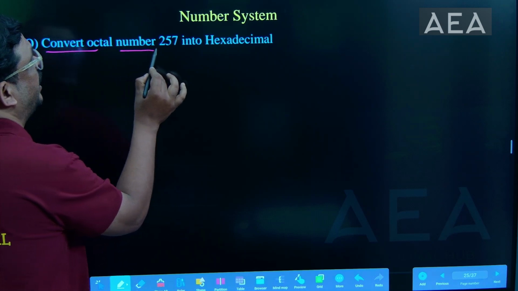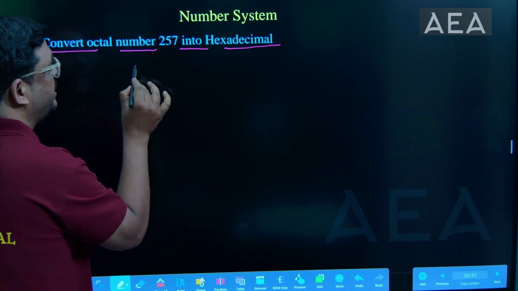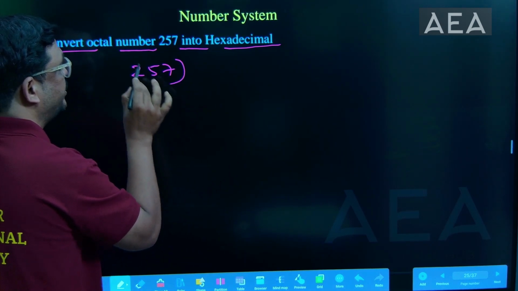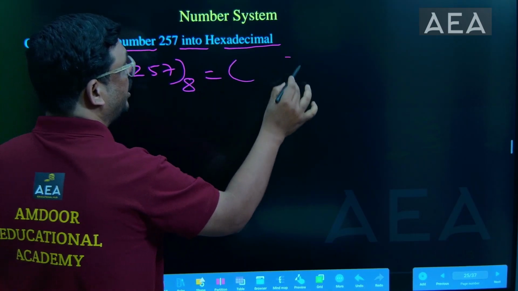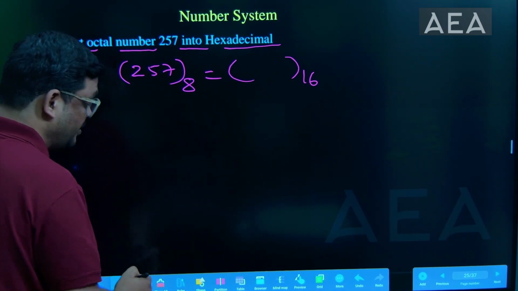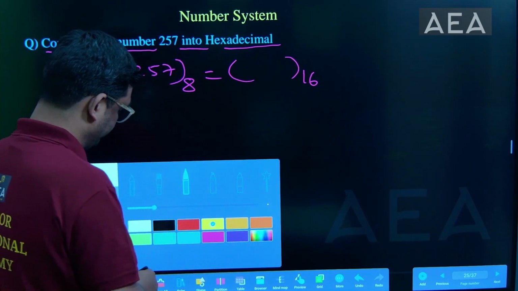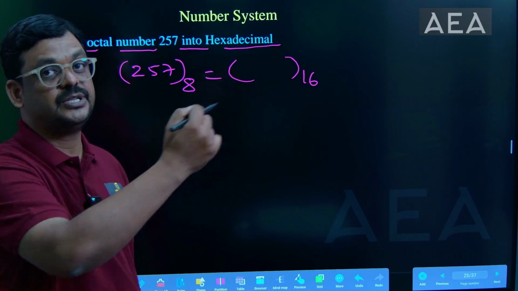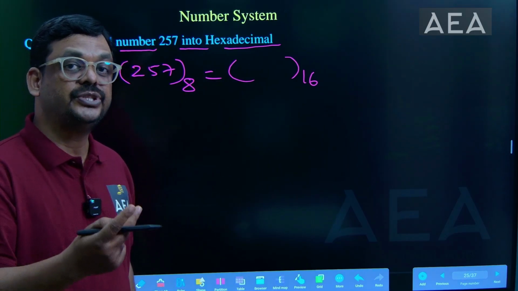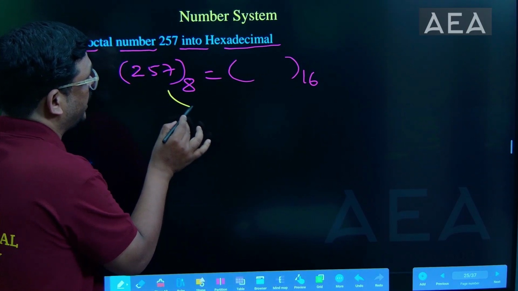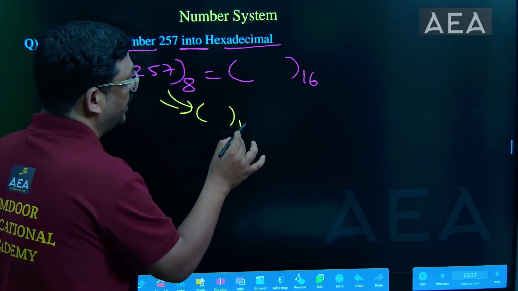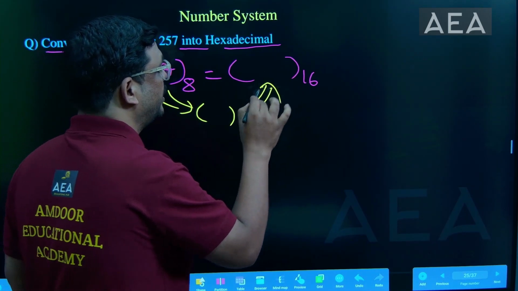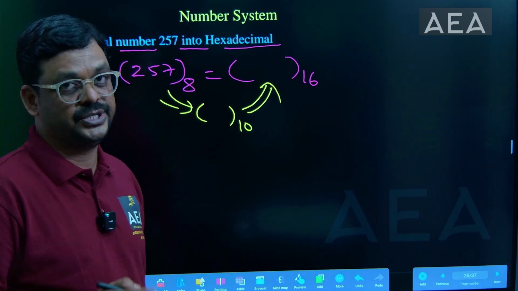Convert octal number into the hexadecimal number. This number system is an octal number system, and we have to convert into hexadecimal number system, that means base 16. Then how to convert octal to hexadecimal? Now it comes under other number system to other number system. We have two procedures. First of all, convert this other number system into a decimal number system, and later convert this decimal number system into hexadecimal number system. This one is the standard procedure.